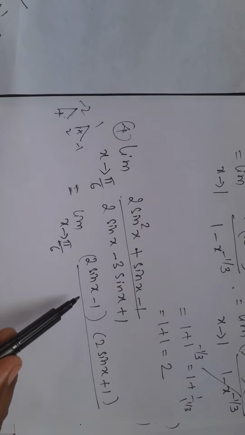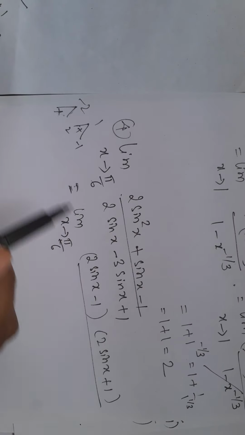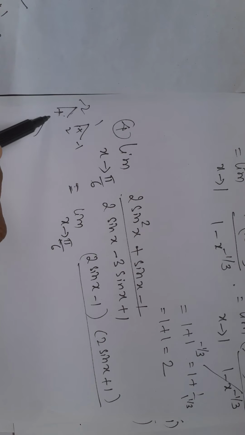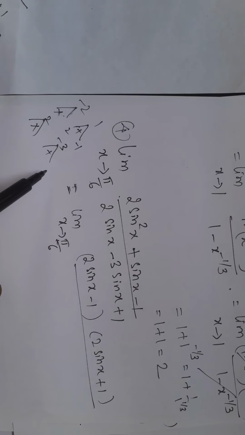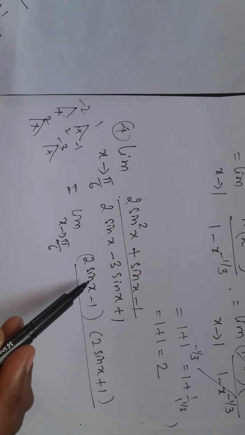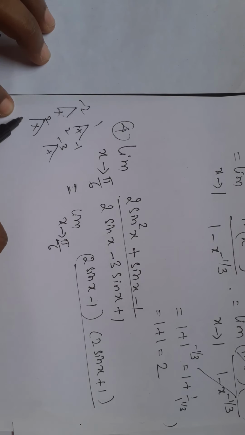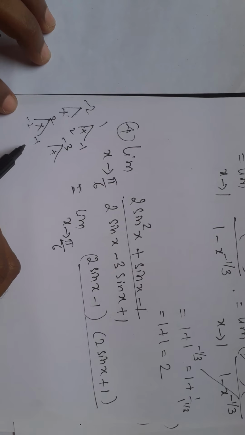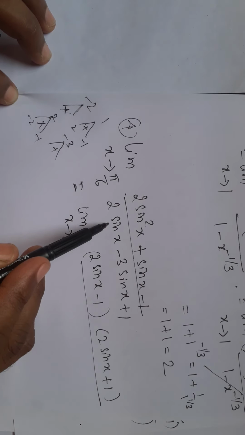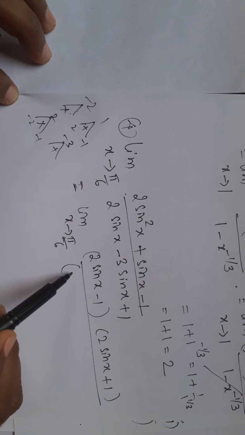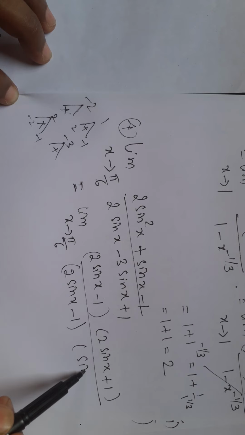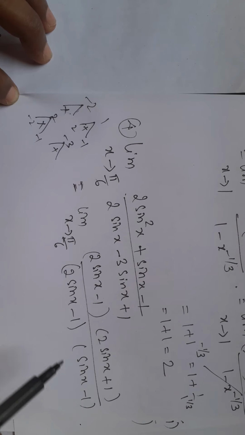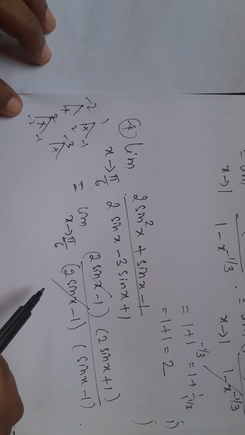Similarly, the denominator 2 sine square x minus 3 sine x plus 1: the factors on multiplication must give 2, and on addition must give minus 3. Choose the factors and simplify. On multiplication 2 into 1, and on addition minus 3. If I choose minus 2 and minus 1, that's better. Let's factorize this. We will get 2 sine x minus 1 into sine x minus 1. So 2 sine x minus 1 is the same factor.